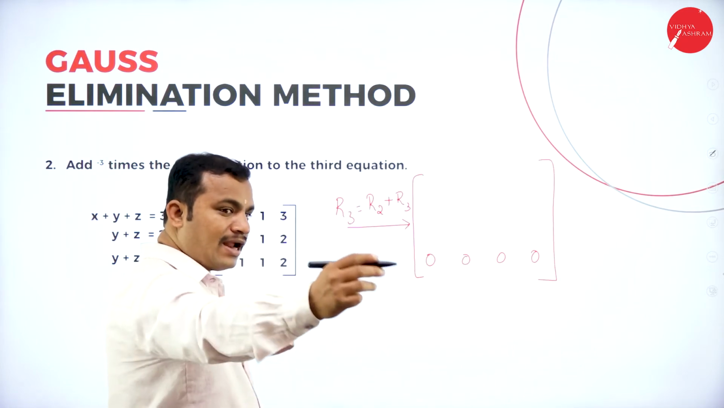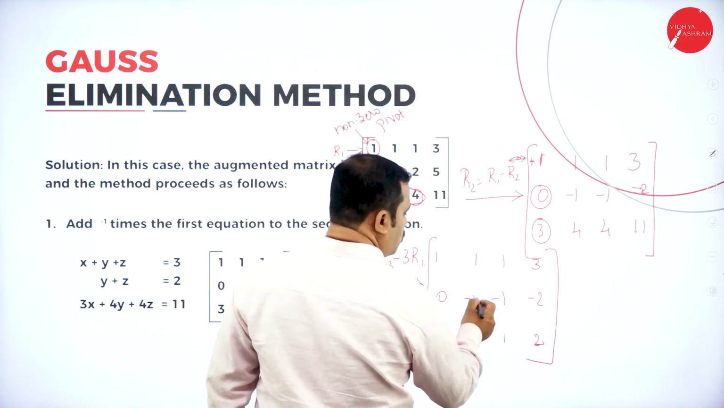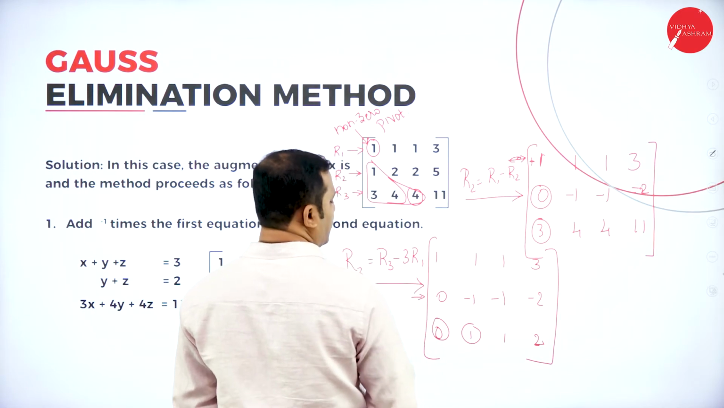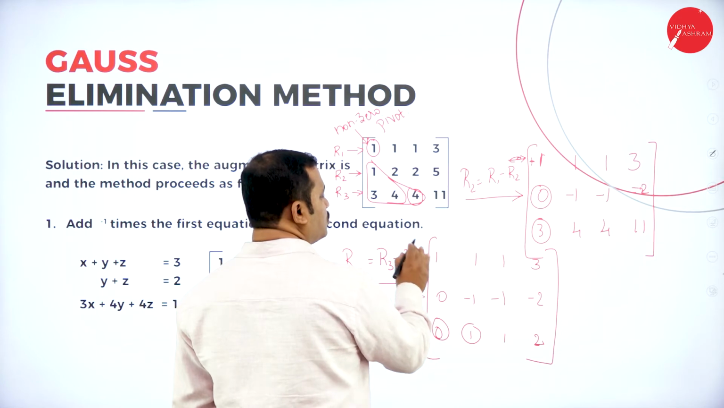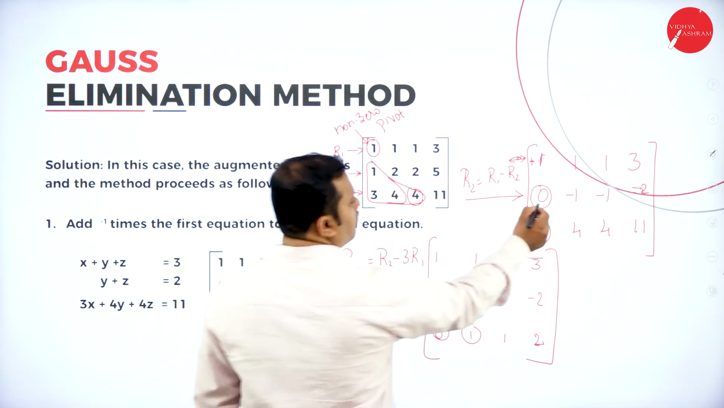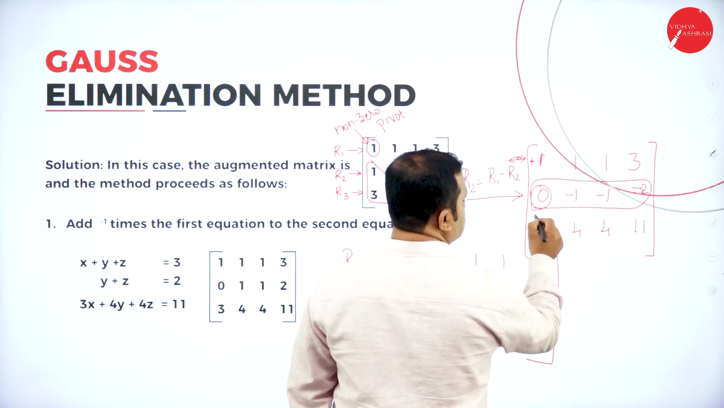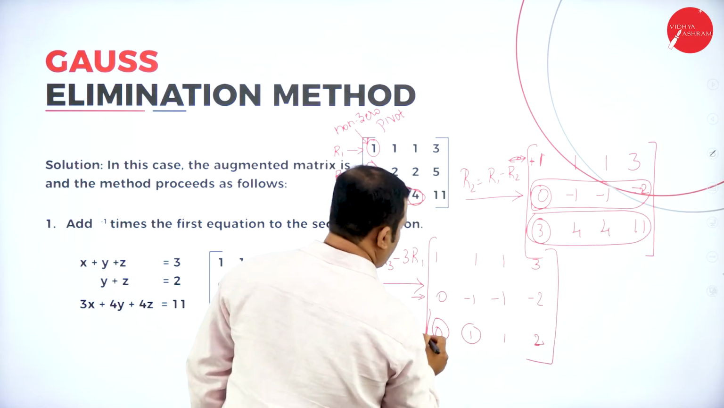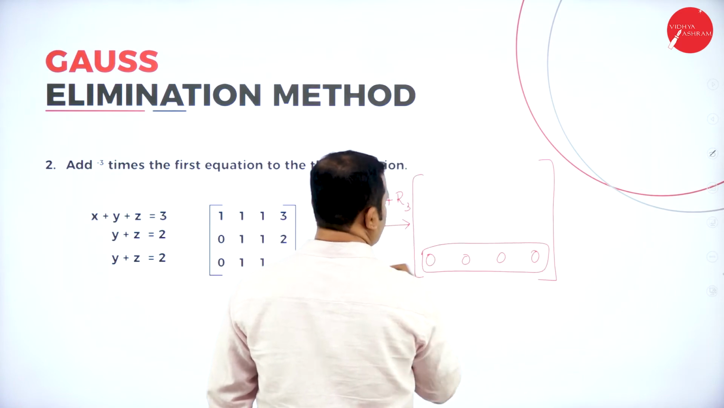Now, let me rewrite the second row as it is: 0, minus 1, minus 1, minus 2. If that is the case, let me rewrite it in the original form, not in this form. We have the transformed element, this is the element in the original form. After transformation, I have got the items in this manner.